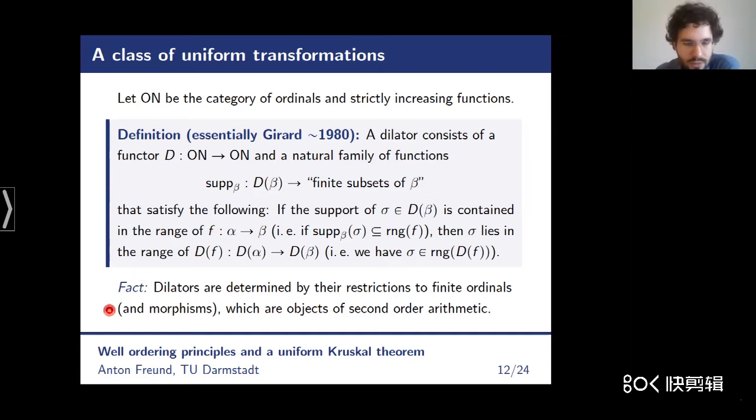And one thing that I just want to mention is that since these dilators are continuous in a certain sense, so the continuity property is here, but I don't want to spell it out now. Since these are continuous in a certain sense, they are determined by their restrictions to finite objects, and that makes it possible to represent them in second-order arithmetic. So there's no need at this point to go to higher order arithmetic or set theory. But again, I don't want to spell out the technical details here.